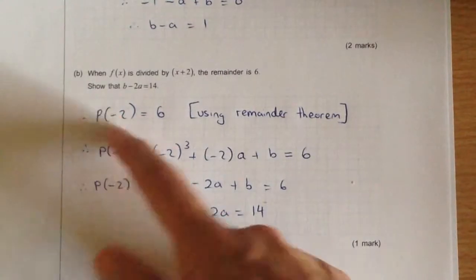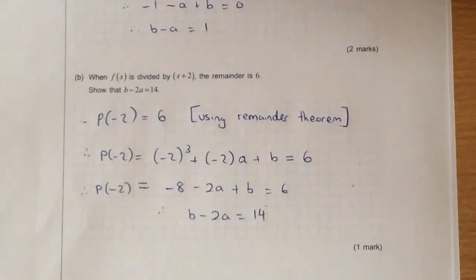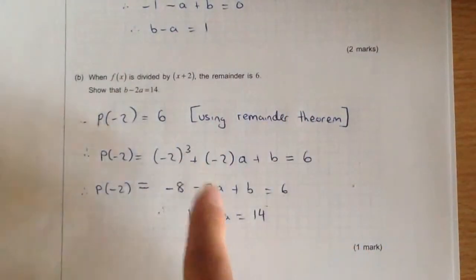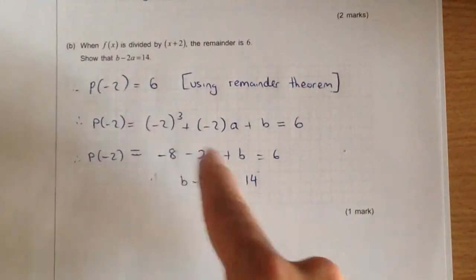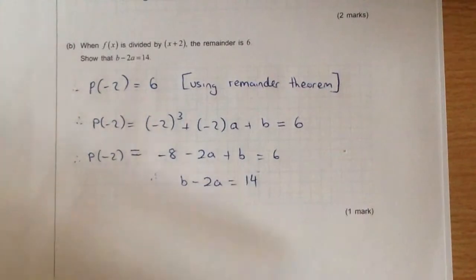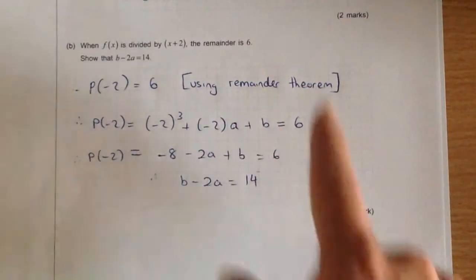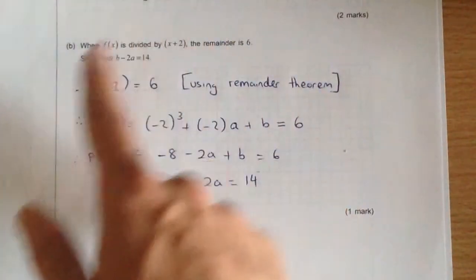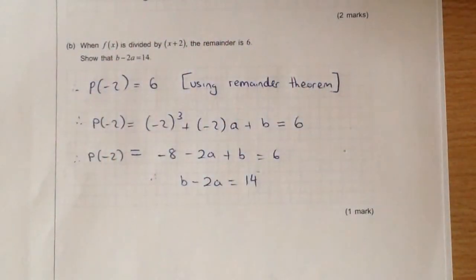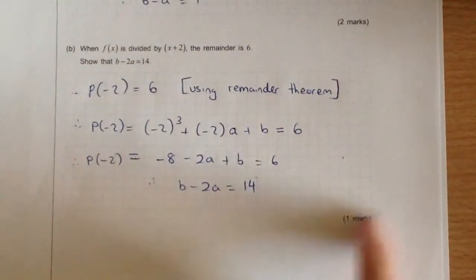That should technically be an f there, I'm sorry about that, but it's equal to 6, and we rearrange like we did before. This time we're bringing the 8 over, so we're getting 14, and we end up with b take 2a is equal to 14. Again, it's just a matter of using the remainder theorem. We identify that condition, and after that it's just algebra, really simple algebra too, and that's why we get a little mark there.